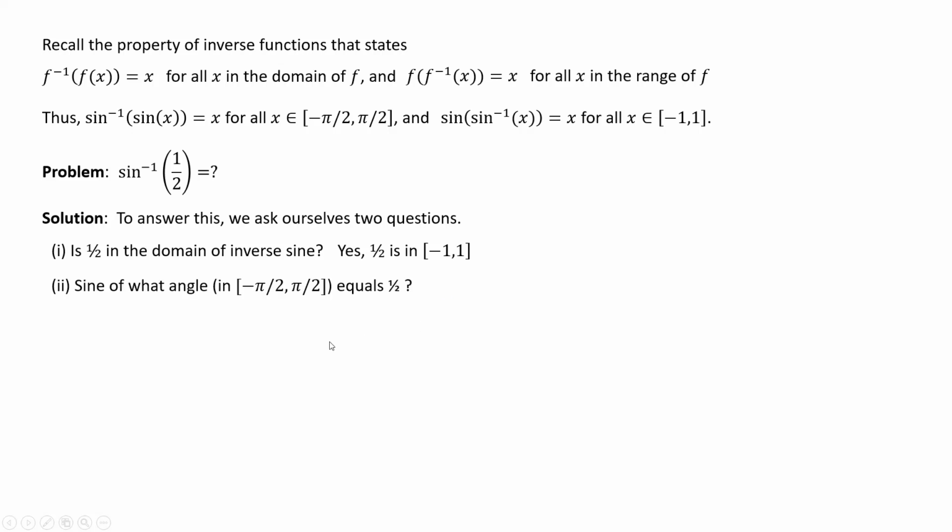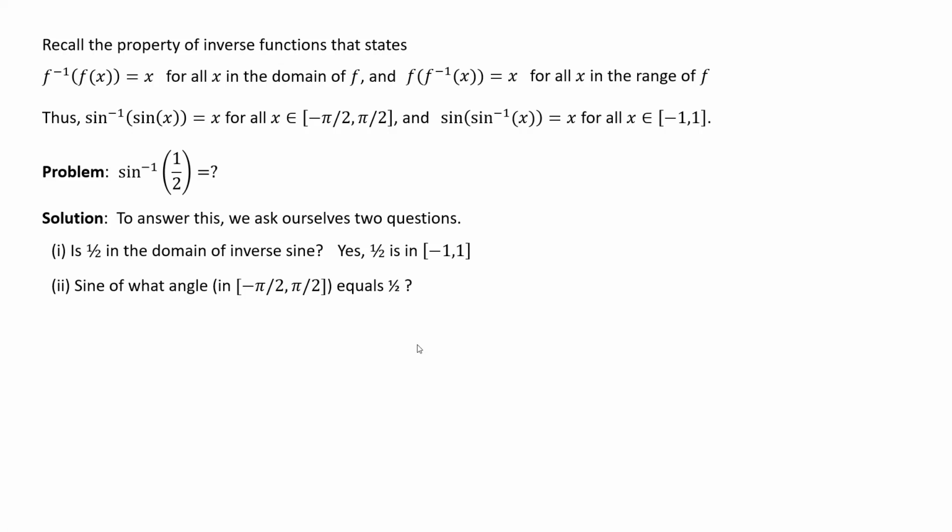Then we ask the second question. Sine of what angle equals 1/2? Maybe let me explain it this way. So the second question, I will ignore this parenthetical expression for a second. Sine of what angle equals 1/2? Can you tell me sine of what angle equals 1/2? Sine of 30 degrees, or in terms of radians, pi sixths, right? But wait, sine of 150 degrees, that is sine of 5 pi sixths, is also 1/2.